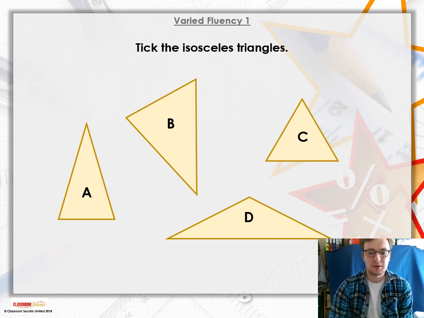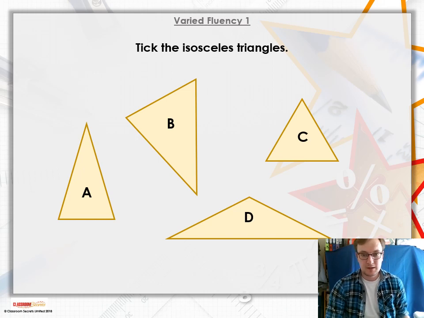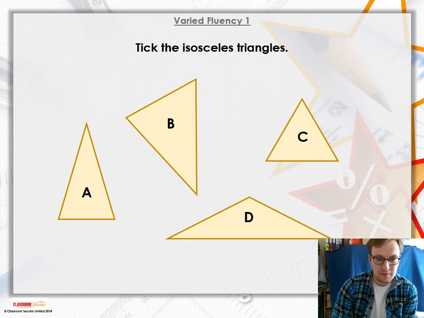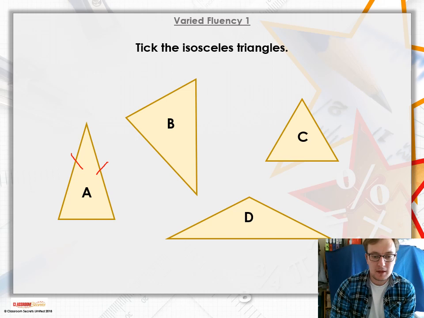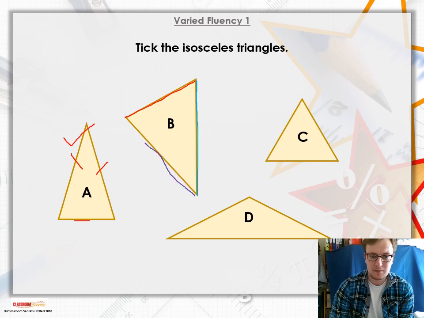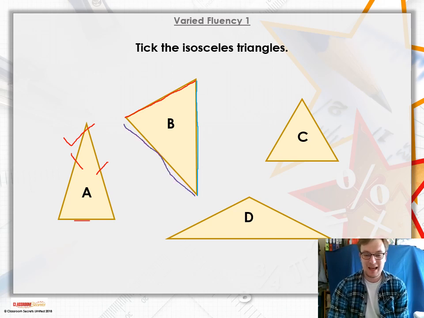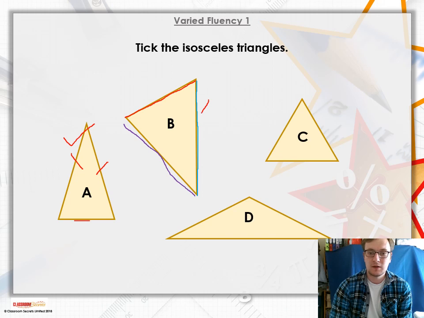Okay, let's have a look at each of these triangles. If you remember from the previous slide, an isosceles triangle has two equal sides, just two. Let's take A first. We've got this side and this side, which are equal, but the third side here is not. So A would be an isosceles triangle. If we have a look at B, if we look at the lengths, you've got that one there. This one is a bit longer, and this one here does not match either. So B is actually a scalene triangle, so that's not an isosceles.